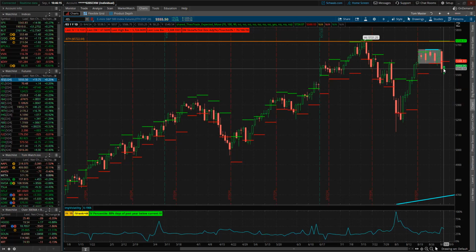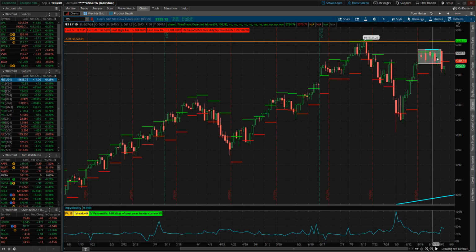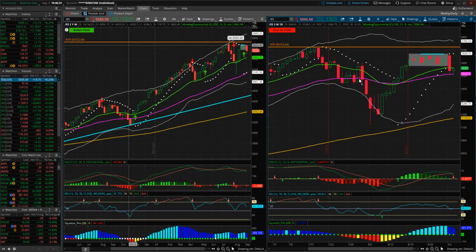Nothing says that it has to do anything, but I'd just like to show the expected move for the week, and we're already way below the expected move after yesterday.